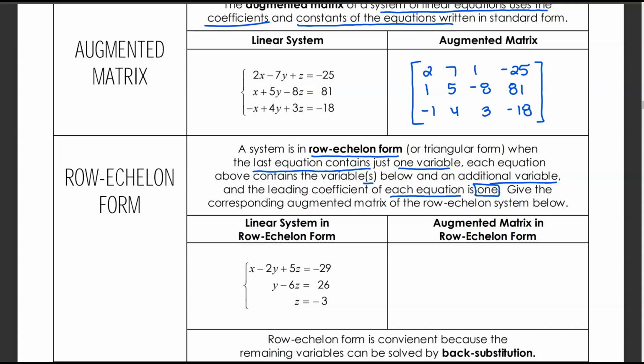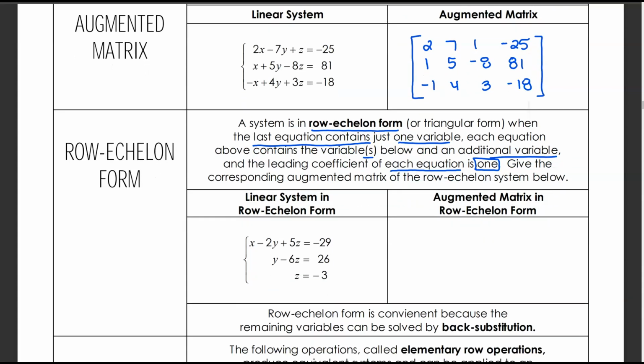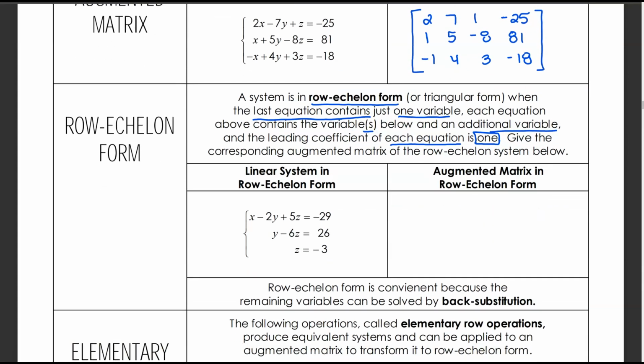Give the corresponding augmented matrix of the row echelon system below. So notice here our very last equation has just the variable z. Our next equation has y and z, and then the very top, or our very first equation if you want, has x, y, and z. The leading variables all have coefficient 1. So this augmented matrix in row echelon form would look like this.